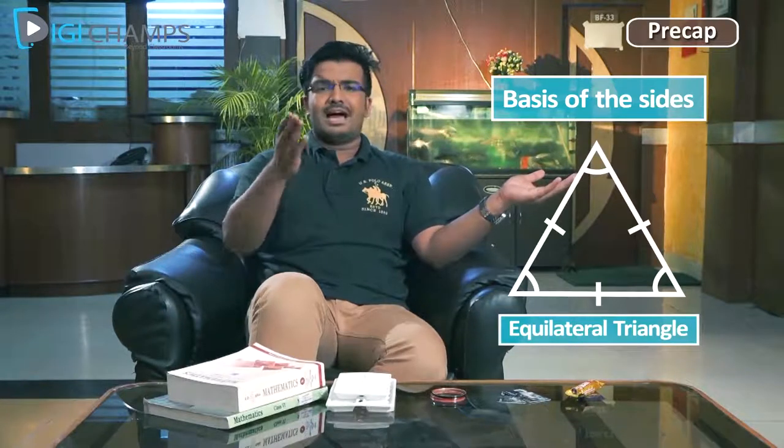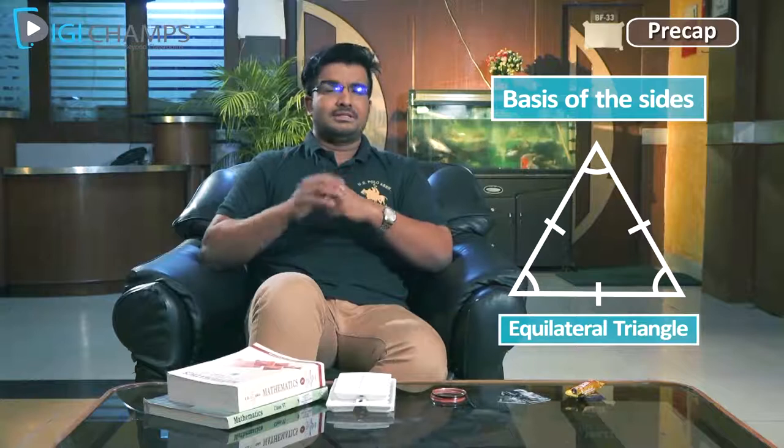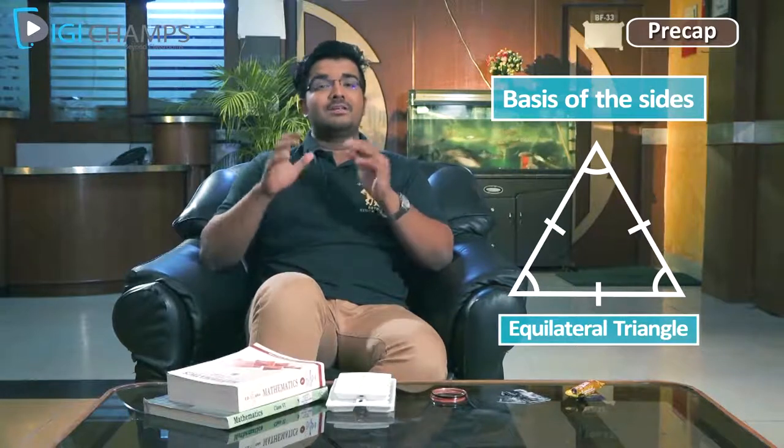And the third one is the equilateral triangle. I am sure you already know about this. This is a triangle that has all three sides equal. Now, talking about the division of triangles on the basis of their angles, here we have three categories again.